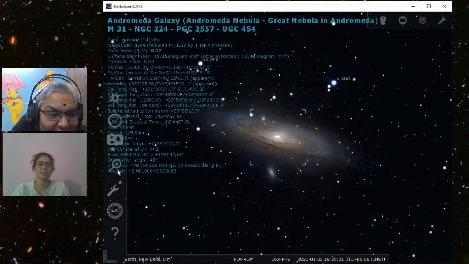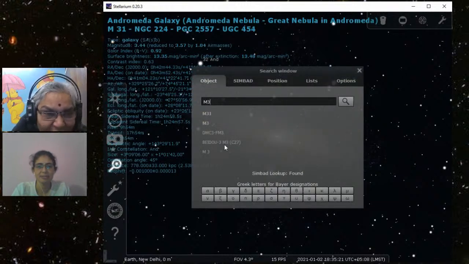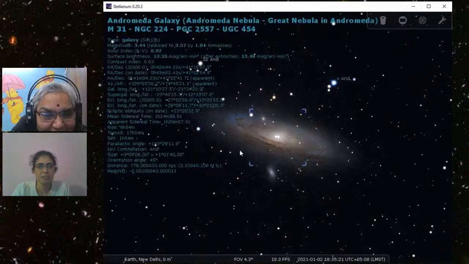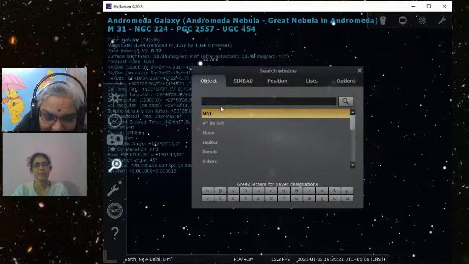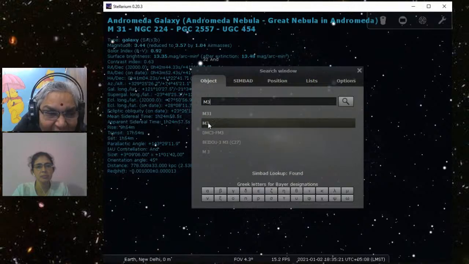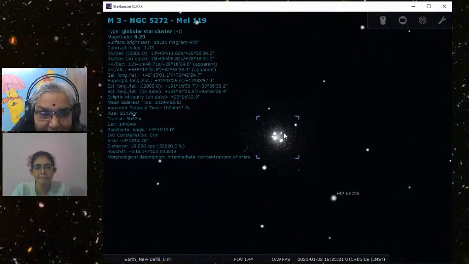I'm having a bit of a mouse problem. Why is it not going to M3? Whenever I say M3, there it is. Fine. Now we have reached the globular cluster M3.